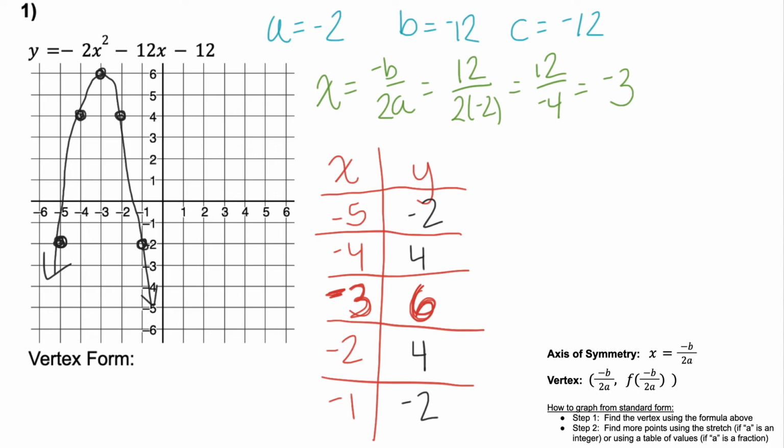Okay, here is the answer to problem 1. Go ahead and pause the video right now and check your work. If you made a mistake, see if you can figure out what went wrong. And the vertex form here would be y equals -2 times (x plus 3) squared plus 6. So go ahead and pause, and then when you're ready, move on.